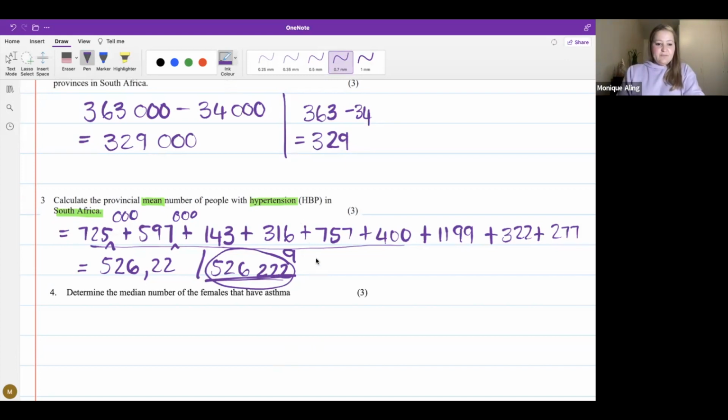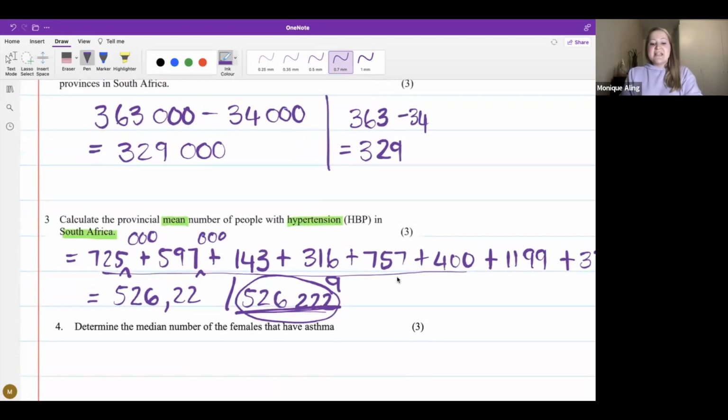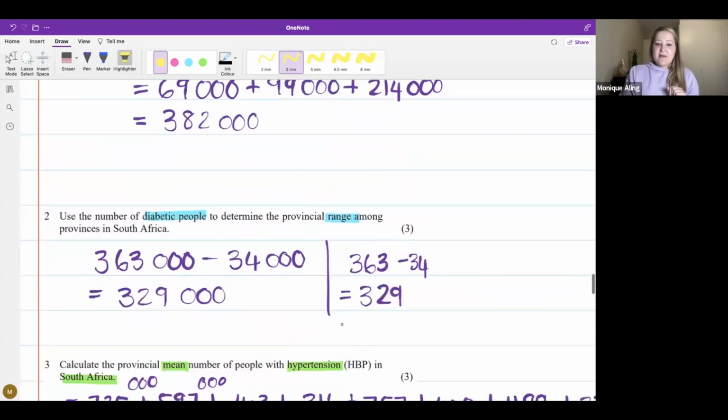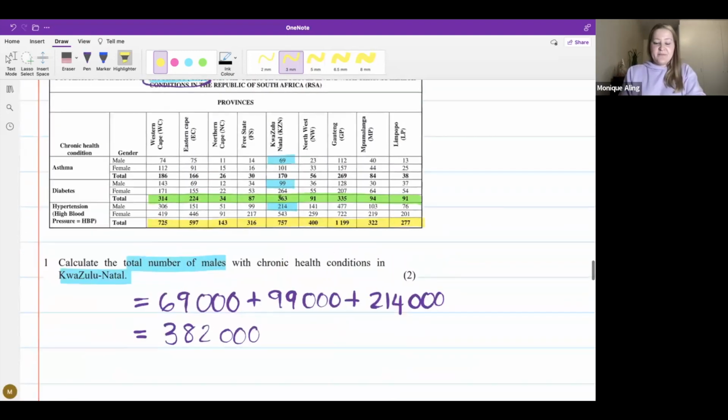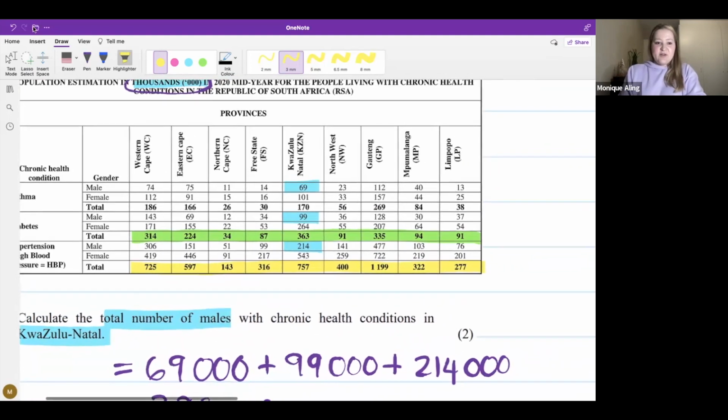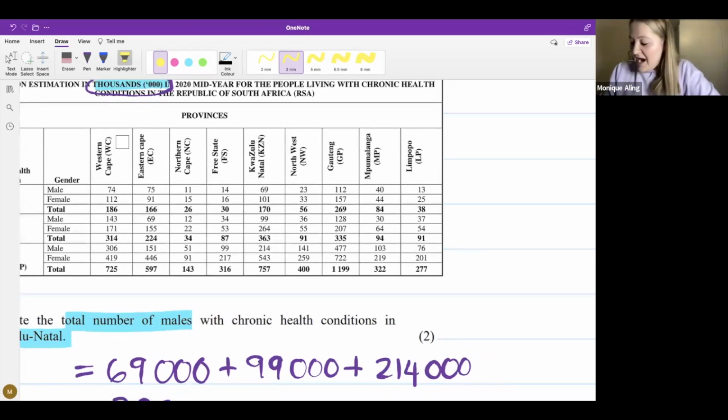Okay. Question 4. Determine the median number of females that have asthma. So keywords here, median number of females that have asthma. Okay, so I'm just going to quickly take all these other colors away so it's not so confusing to see. Females that have asthma. We want the median number. I'm going to highlight in yellow females with asthma, so it's easy for you to see on your screens.